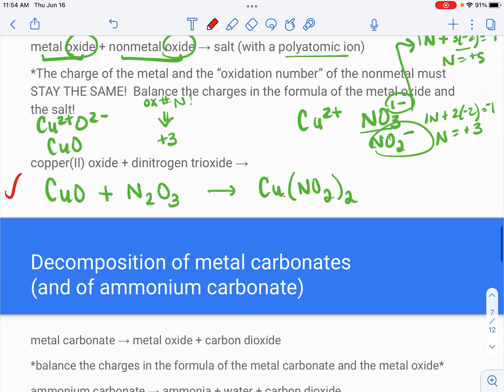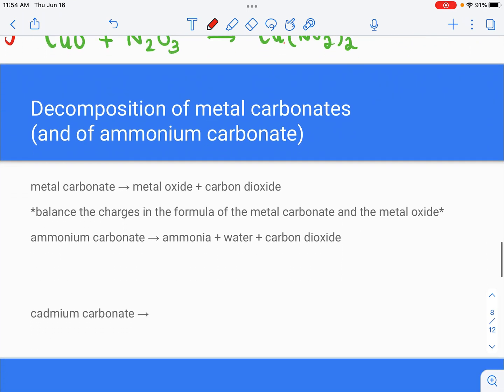So now let's go learn some other ones that will be a little bit easier for you as long as you memorize them. Carbonates: if it's a metal carbonate, you can follow the same rule. This is a metal with a polyatomic ion, and so you could say I'm going to get a metal oxide and a non-metal oxide, and since it's carbonate, the non-metal oxide would be carbon dioxide. Or you can memorize this as a separate rule. The ammonium carbonate, however, is a rule all by itself.